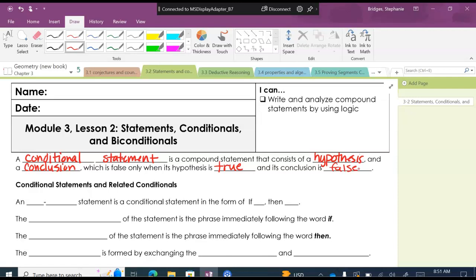We call these conditional statements an if-then statement. Okay, if this happens, then this will happen. This if-then statement is a conditional statement in the form of if P, then Q. They use variables to represent part of it. P is my hypothesis. If this happens, if it rains outside, then Q would be my conclusion. I'm going to use an umbrella. Okay, that's a conditional statement. So far, so good.